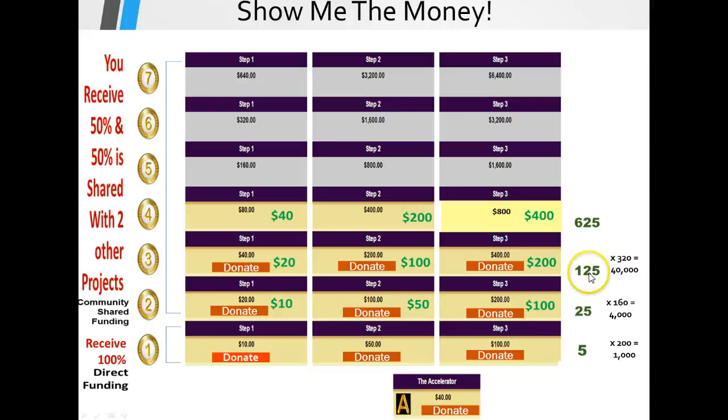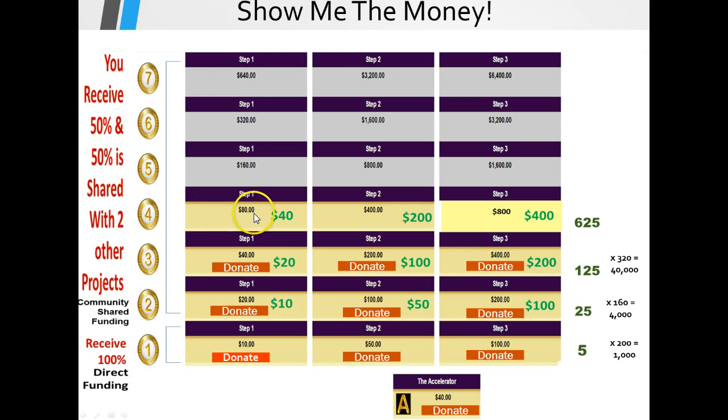All right, so next, these 125 projects, they refer 5 each. So now you have 625 projects on the 4th floor after you. When these projects step up to the 4th floor and you are already at the 4th floor, you now qualify to receive these donations. So, first thing you're going to do is make an $80 donation to the project on the 4th floor before you.